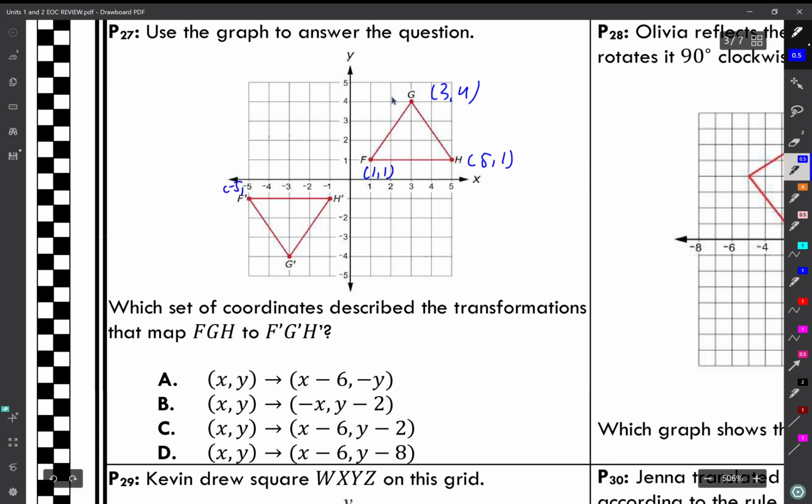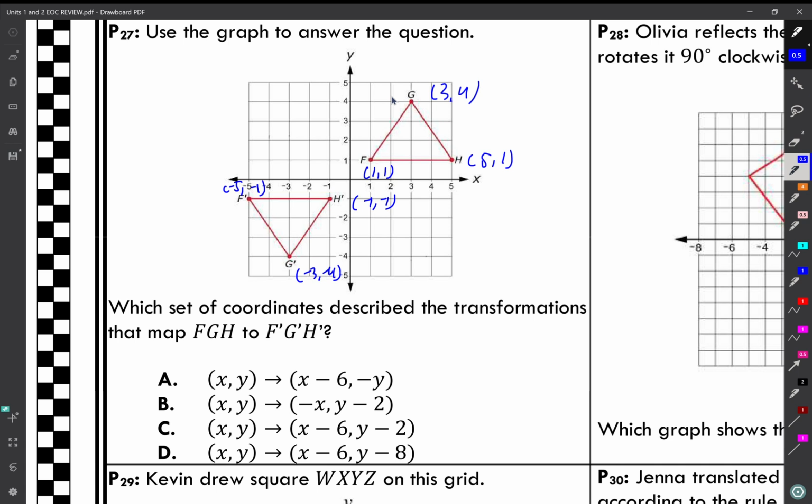Also, before I do that, let me say what the coordinates of F prime, H prime, and G prime are. So negative 5, negative 1. This is negative 1, negative 1. Then G prime is negative 3, negative 4. Okay, so back to this. Plugging in F, I get 1 minus 6 is negative 5. The negative of y for 1, plug in 1, this will be negative 1. So that works for F prime.